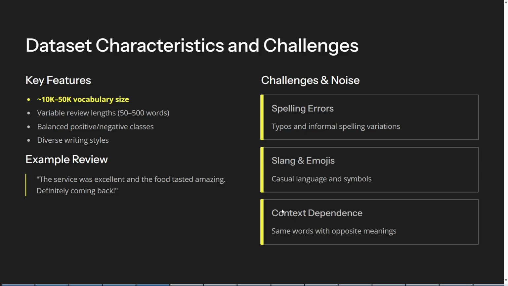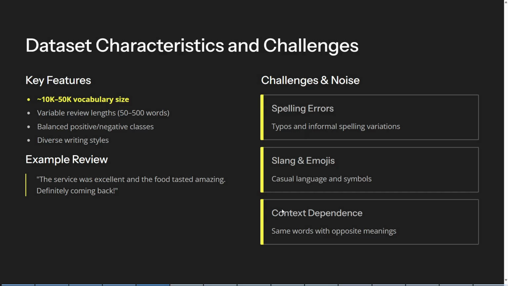For example, a positive review might say that the food was amazing and that the service was great. This is a well-formatted review. Understanding these characteristics is very important for building an effective natural language processing NLP model.